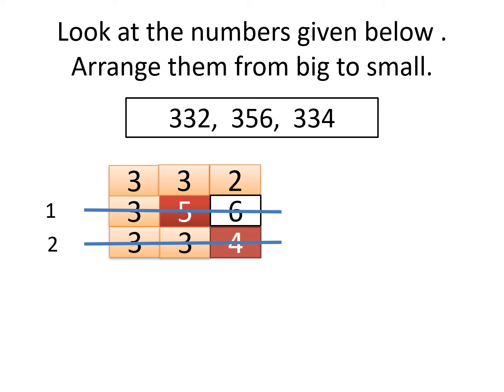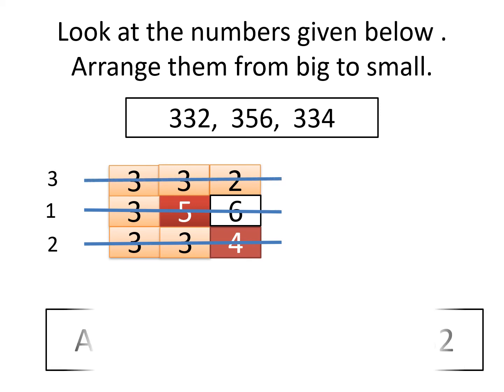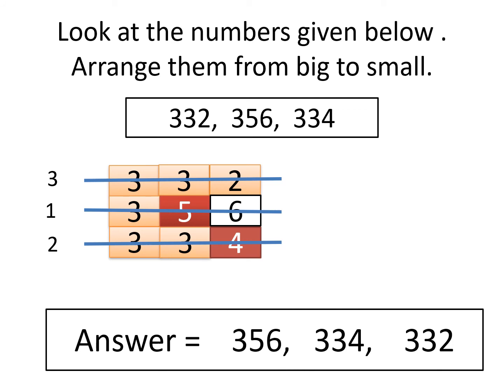Definitely 332 is the smallest number. So it's number 3. So when you answer like this, number 1 is 356. Number 2 is 334. And the last one is 332. Okay, do you understand? The important key is that you must write down the numbers into the correct place value and you must make it a straight line. Don't mix them. Alright? Do you understand?